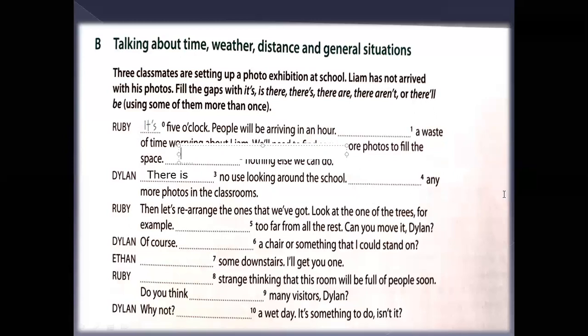Okay, number 4, Sophie? There aren't any more photos in the classrooms.